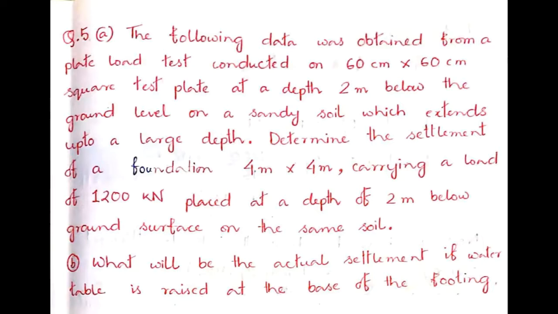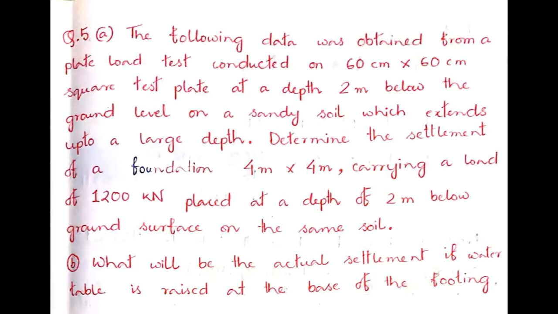Soil which extends up to a large depth. It means that the soil is homogeneous. One thing we should see here is that the size of the test plate is very small, 60 centimeter by 60 centimeter. What will be the significant depth? 2 times the breadth of the plate. So it is 2 into 60, only 120 centimeter or 1.2 meter.